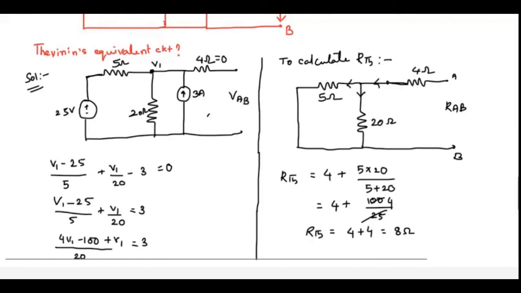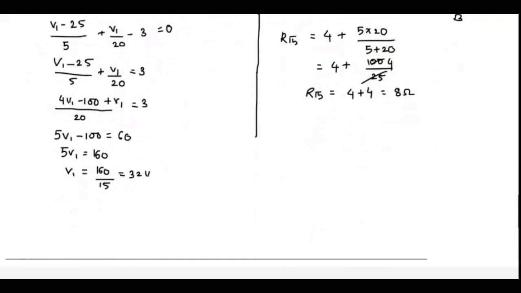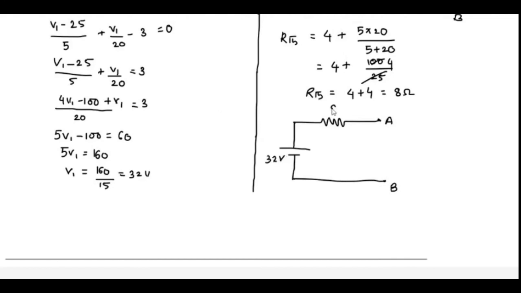In the problem, we were asked to draw the Thevenin's equivalent circuit. Now we have calculated VTH and RTH. The final Thevenin's equivalent circuit is a voltage source in series with a resistance across the open circuit terminals A and B. VTH is 32 volts in series with 8 ohms. This is the Thevenin's equivalent circuit of our problem.